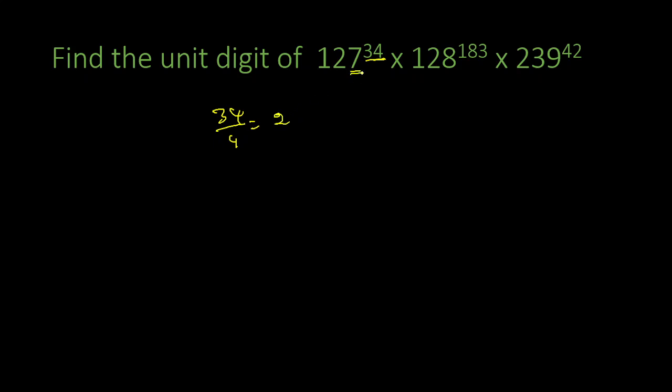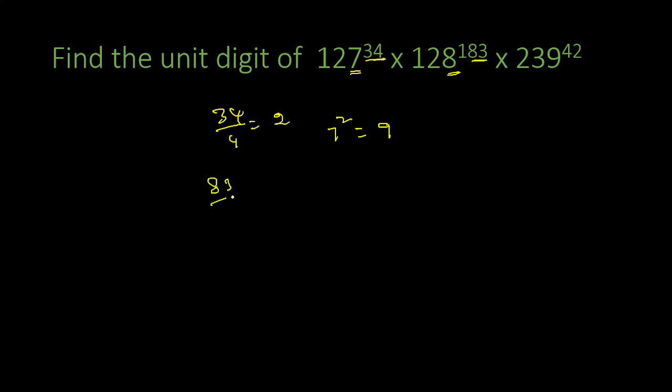So 7 forms a cycle for every 4 powers. So we'll have to compute 7 to the power of 2. 7 to the power of 2 is actually 49, so 9 is the unit digit for this one. And for this one, 8. We take the last 2 digits, which is 83.